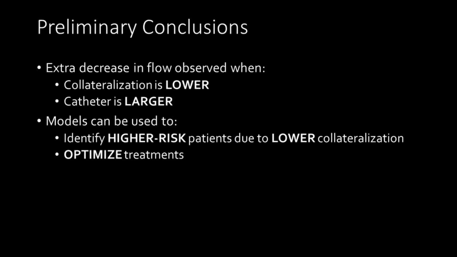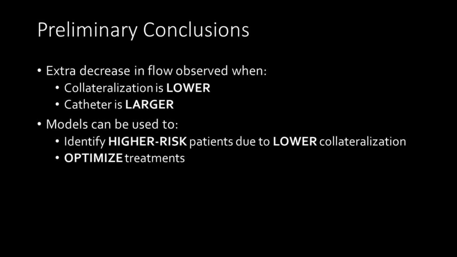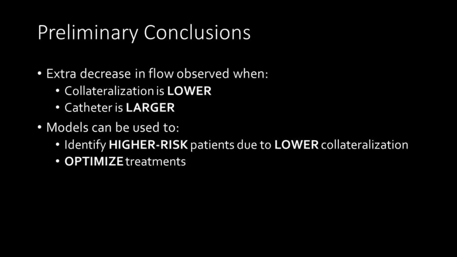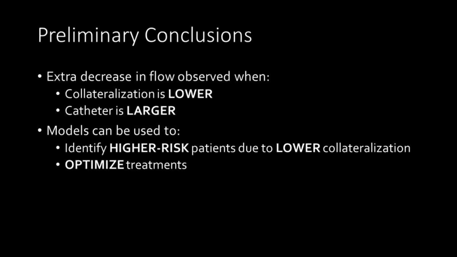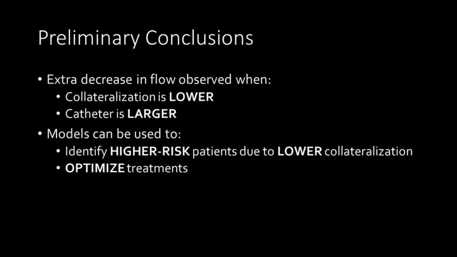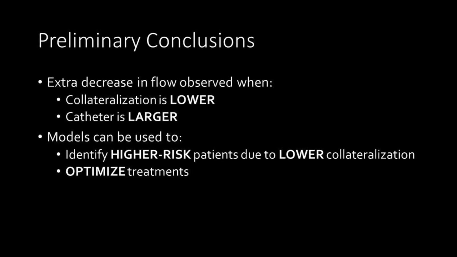The next step in this process would be to generate 3D models of the Circle of Willis that we can then use in testing. And we can create these using the 1D models and the brain visualizations that we've produced this summer. From the data that we have gathered, we've been able to conclude that in certain cases, a lower level of collateralization and a larger catheter size can contribute to an extra decrease in blood flow through an affected area during an ischemic stroke event. Ultimately, our research will be able to help patients, especially those who are at higher risk due to lower collateralization levels, receive optimized treatment for ischemic stroke so that we're able to keep them safe while still treating their condition.